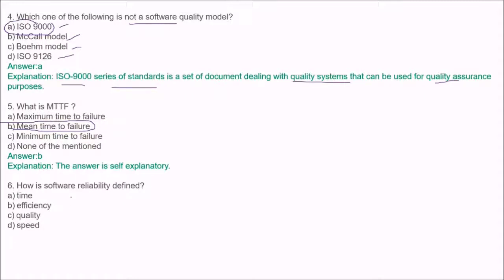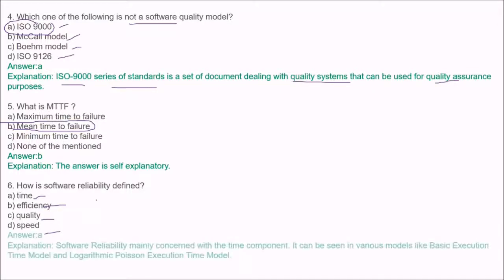Next is how is software reliability defined? In terms of time, efficiency, quality, or speed. Software reliability is the probability of the software or a product working correctly under a certain environment for a period of time. So software reliability is mainly concerned with the time or duration component. It can be seen in various models like the basic execution time model and the logarithmic Poisson execution time model.